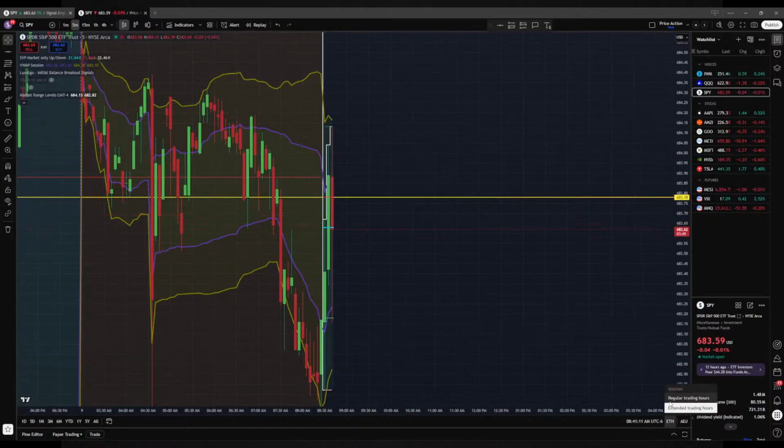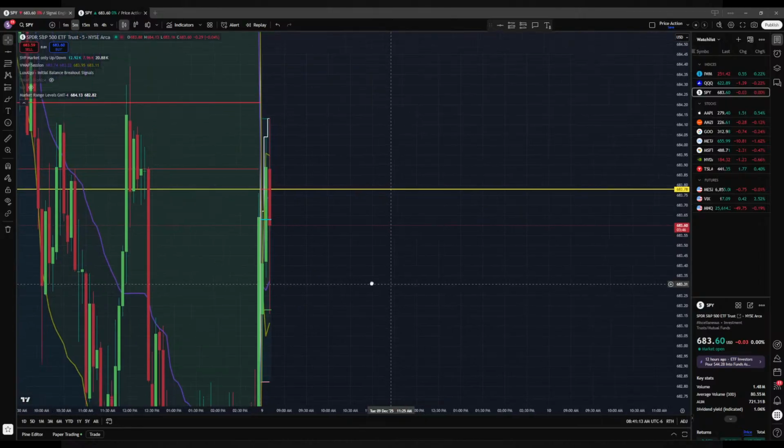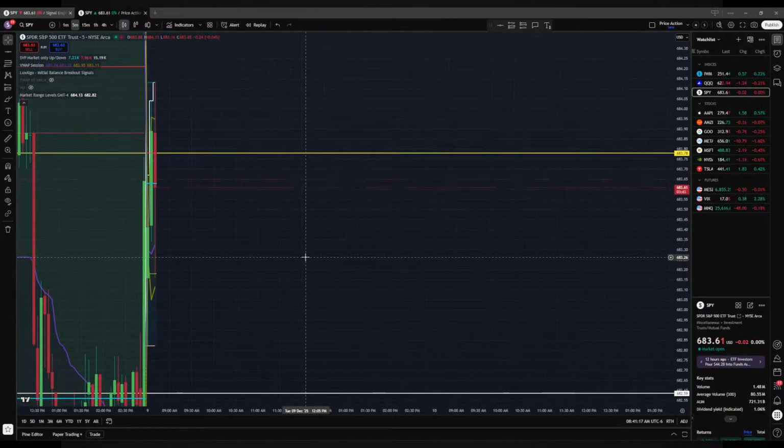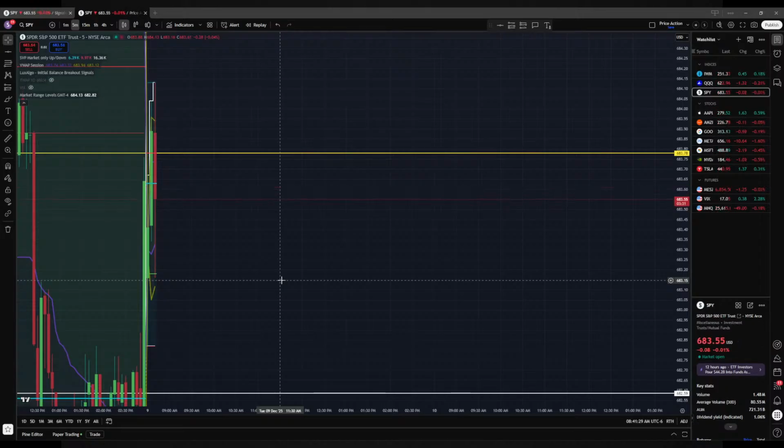Another thing I forgot to do was move back to regular trading hours, which I don't think really matters, but I just like it better. All right, so far you can see this next candle is not holding above the VAH, which would invalidate the setup. See if it can bounce back.